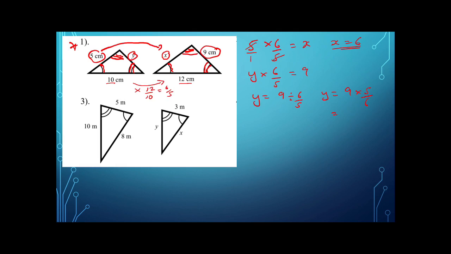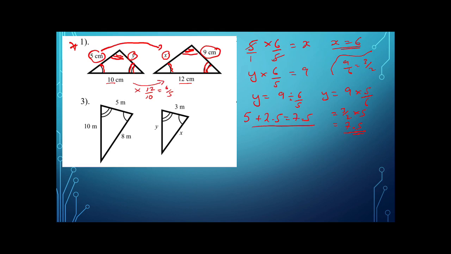I'm just going to put it here. 9 over 6 is 3 over 2, which is 1.5. So it's 1.5 times 5, and 1.5 times 5 is 7.5. The quick way of doing that would be to say take 5 and then a half of that, which is 2.5, and add them together to give 7.5.